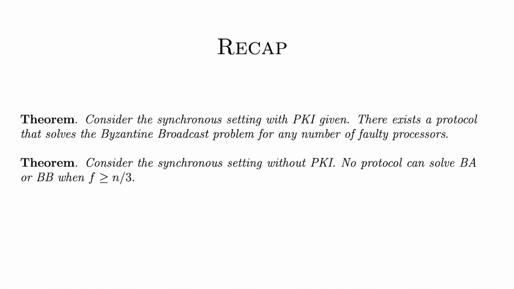So that sort of ties things up so far, right? We're considering the synchronous setting without PKI. We want a protocol that works when f is less than n over 3.